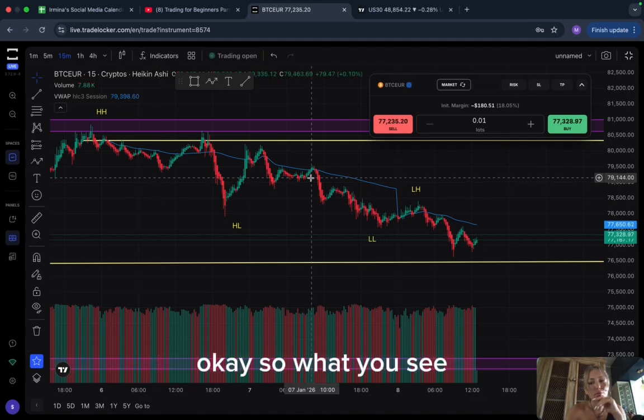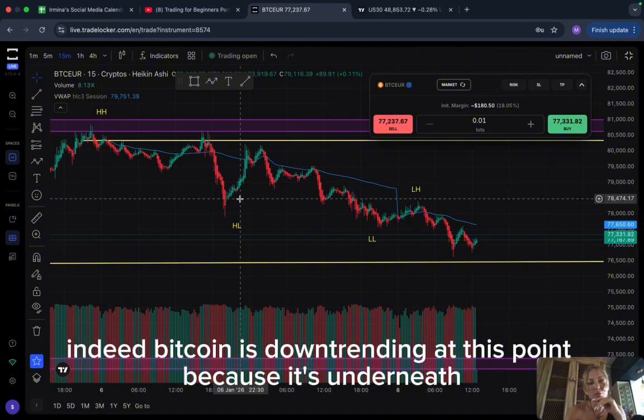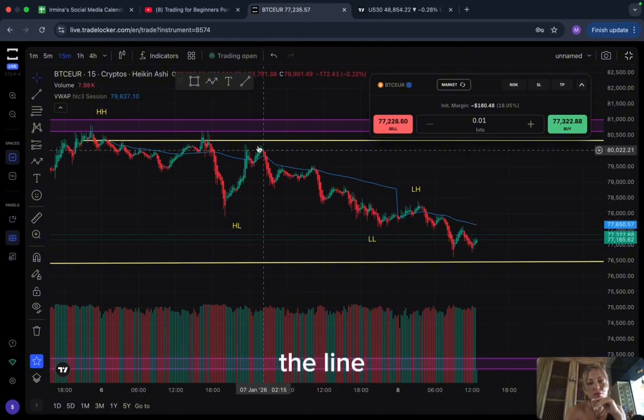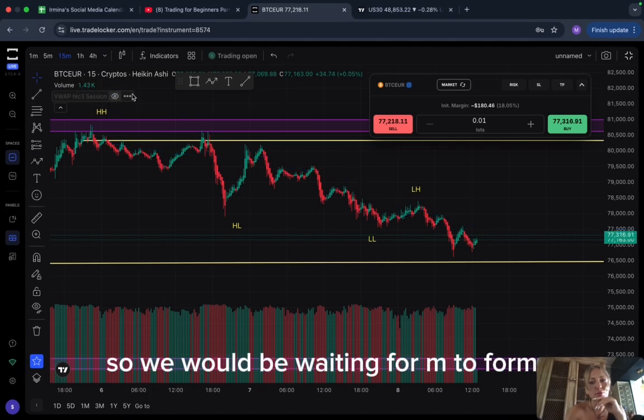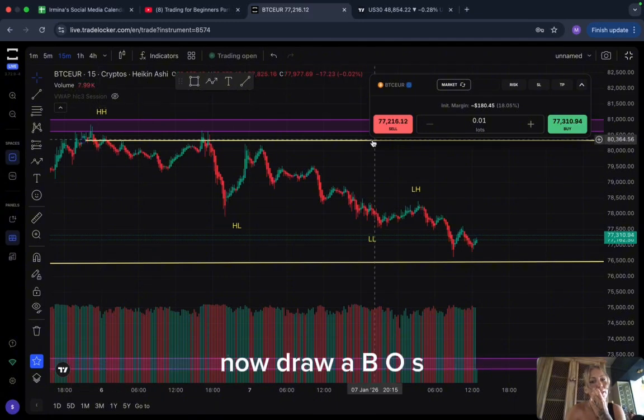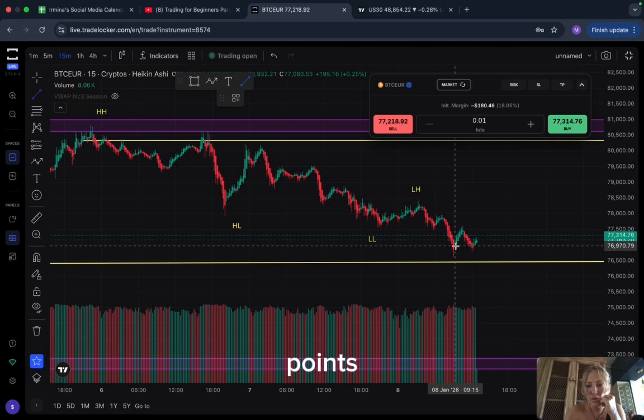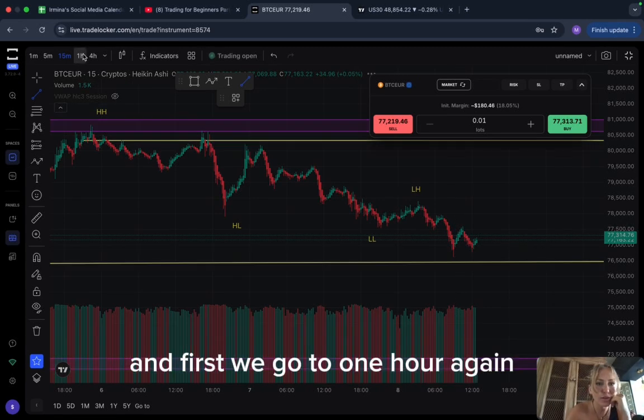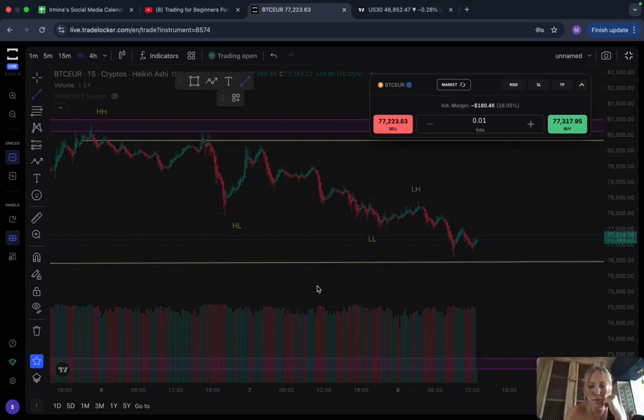Okay, so what you see, indeed, Bitcoin is downtrending at this point because it's underneath the line. So we would be waiting for M to form. Now draw a BOS point. But first we go to 1 hour again.